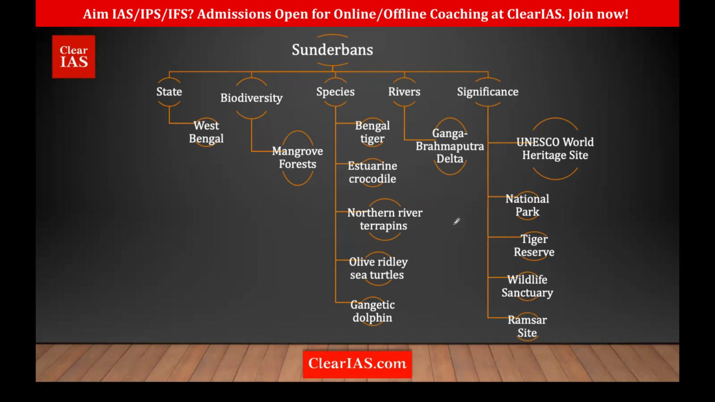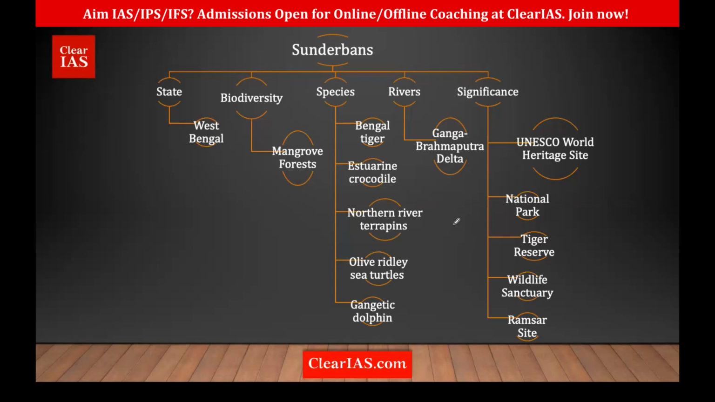In UNESCO, if you're talking about World Heritage Sites, there are cultural as well as natural sites, as well as a mixed category. So Sundarbans falls into the natural category of UNESCO World Heritage Sites. Apart from that, it is a national park, a tiger reserve, a wildlife sanctuary, and a Ramsar site. Clear? These are the basic things you must know about Sundarbans.